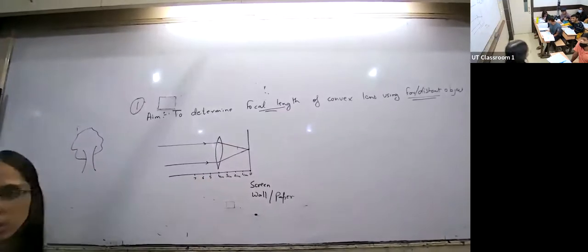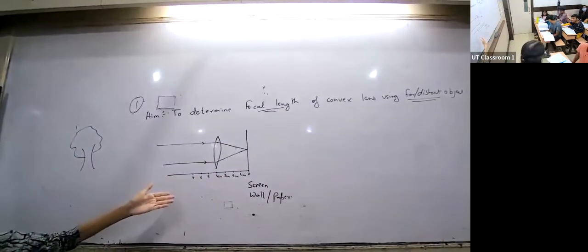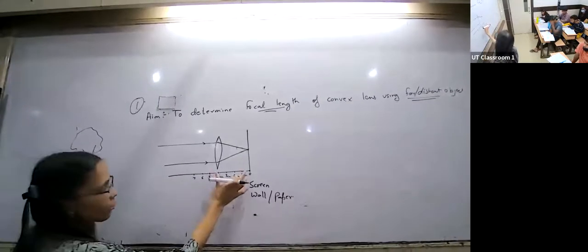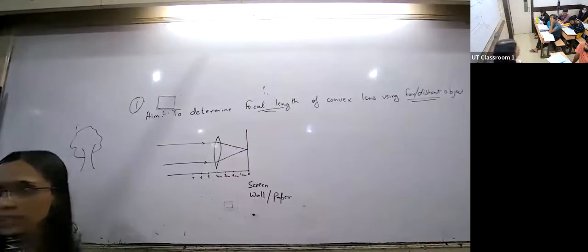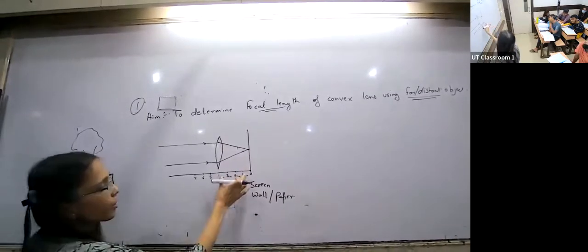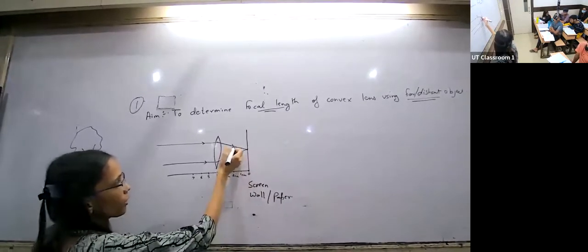Can you tell me what is the focal length of my lens in this case? 4 centimeter. Clearly 4 centimeter, because the lens is that far from the screen, not the object. It is 4 centimeter. Okay.